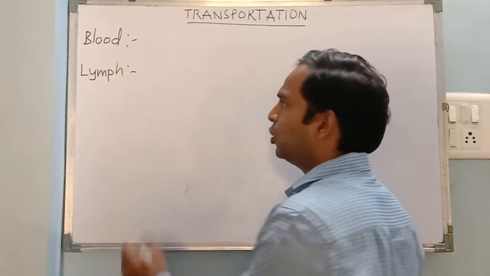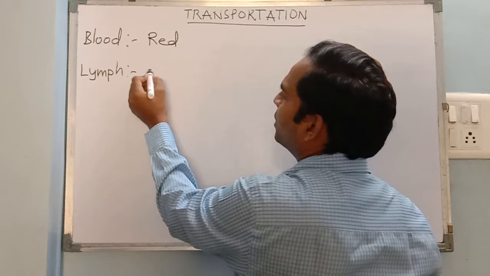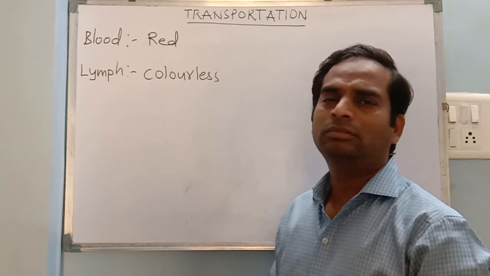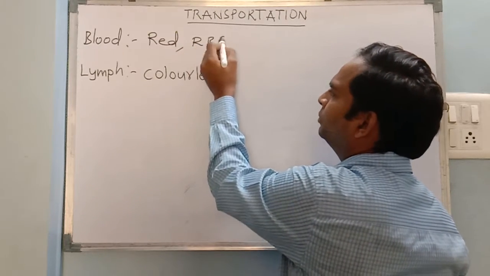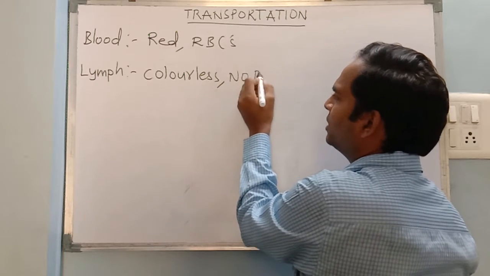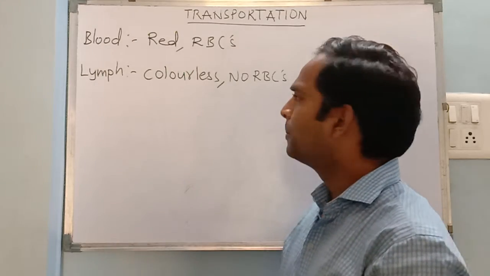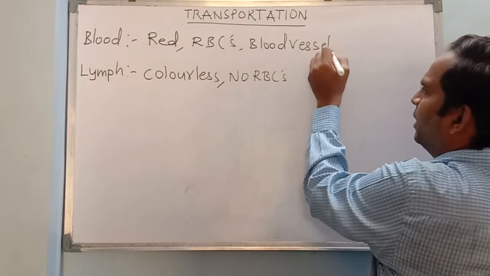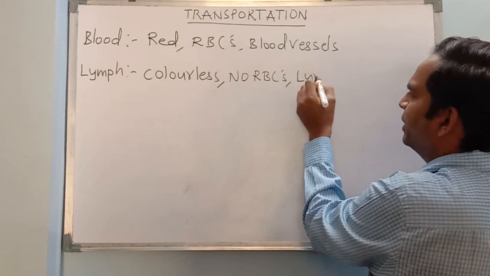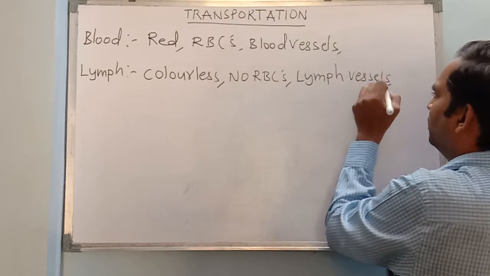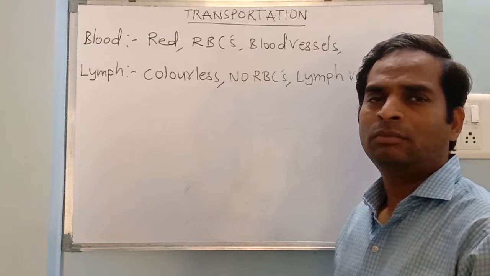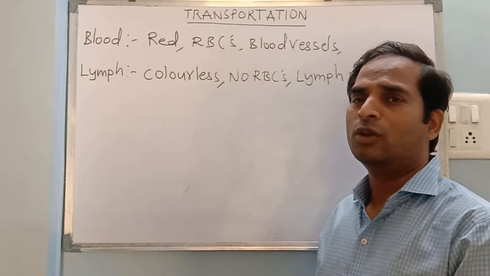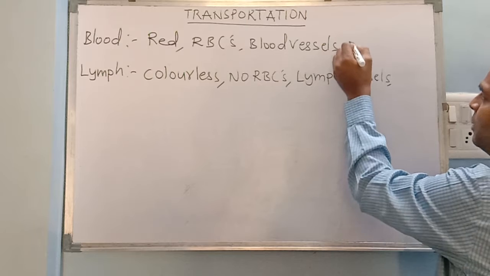The first thing is that blood is always red in color, and lymph is colorless or pale yellow in color. The second difference is that blood is red because there are RBCs present, and lymph lacks RBCs. So this is with RBCs, this is without RBCs. Then blood flows through blood vessels, but lymph flows through lymph vessels. And the last difference: blood always flows in two directions, that is, heart to other organs and other organs back to the heart. But it's not like that in the case of lymph. Lymph flows in only one direction, that is towards the heart. So that is the last difference, direction of flow.